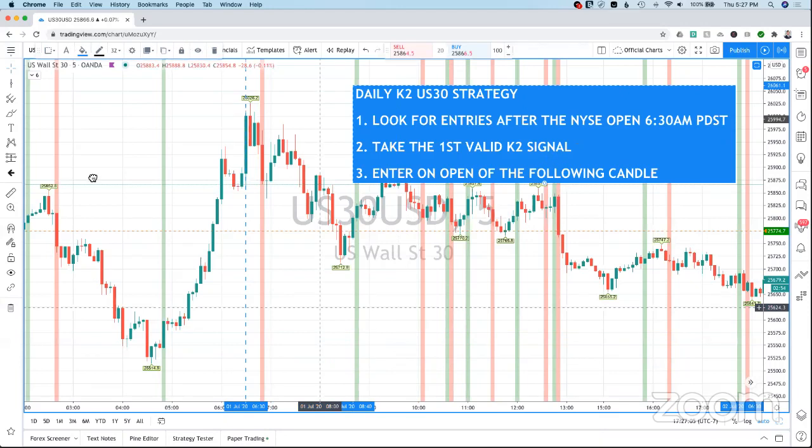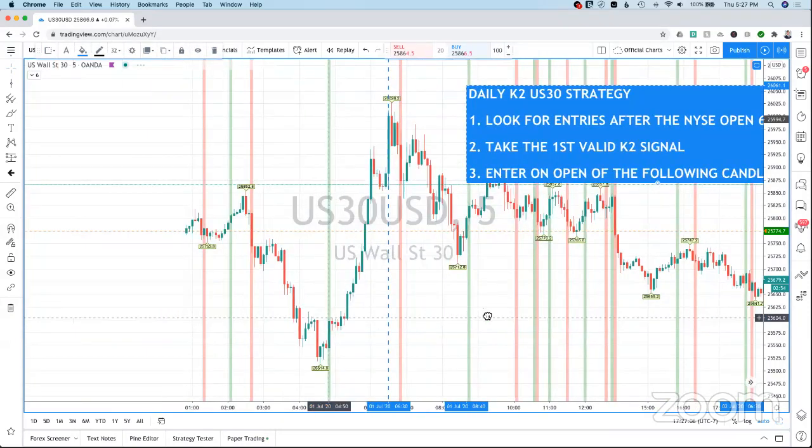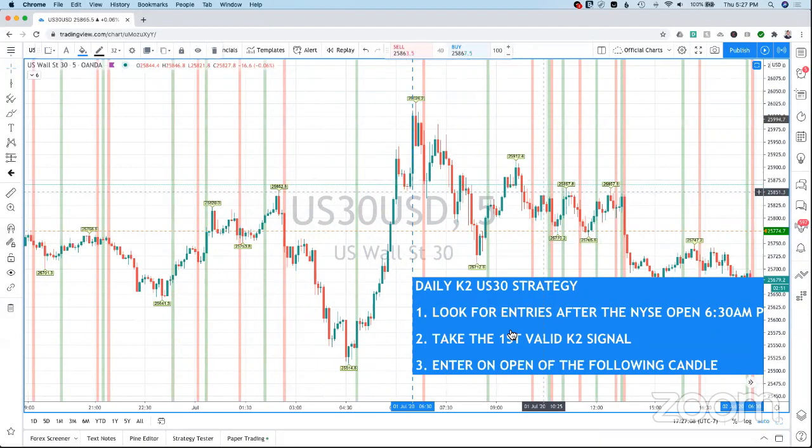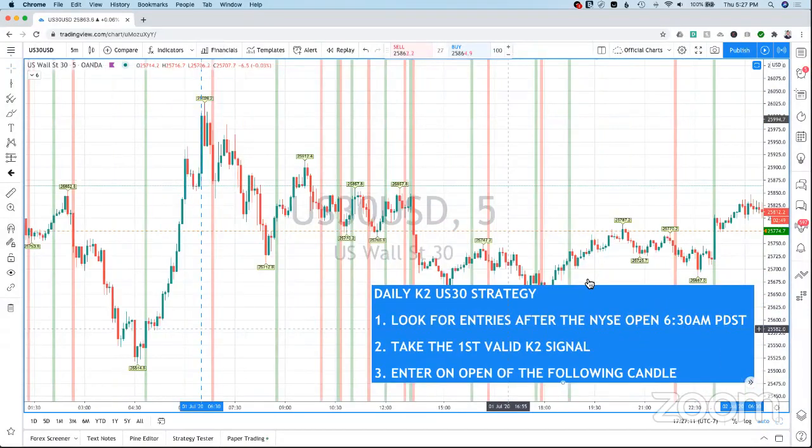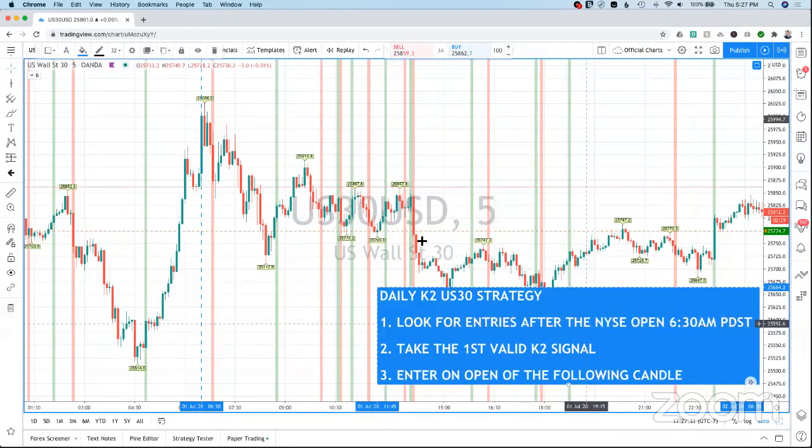So the first requirement is that we look for entries after the New York Stock Exchange open at 6:30 a.m., which would be right here. Pacific Daylight Savings Time, which is my time. If you're on the East Coast, that'd be 9:30, I'm assuming. Yeah, 3 hours ahead. And if you want to look at your other time zones, you can always just use a time zone converter. But pretty much you're going to look for the entries after the New York Stock Exchange opens.